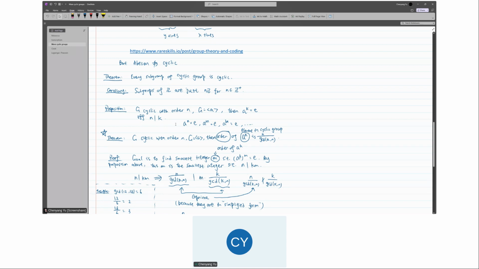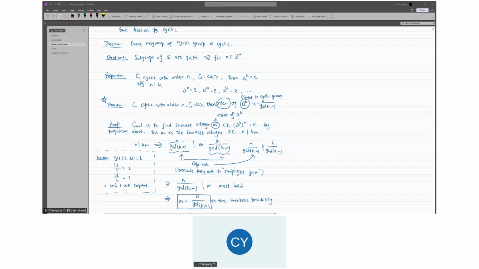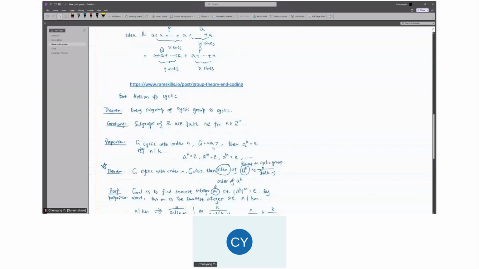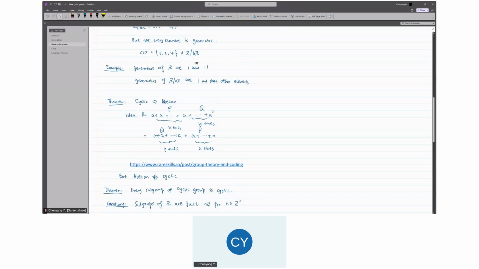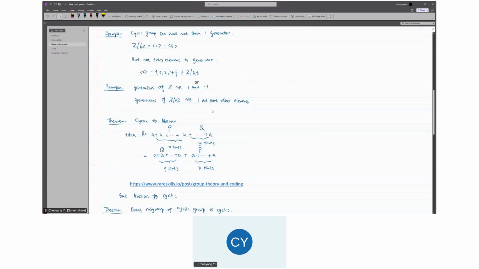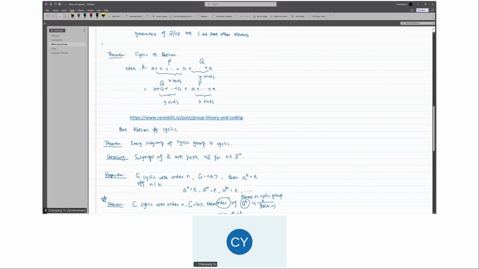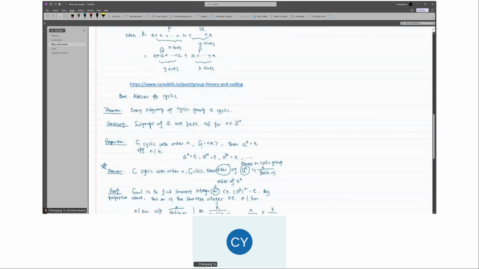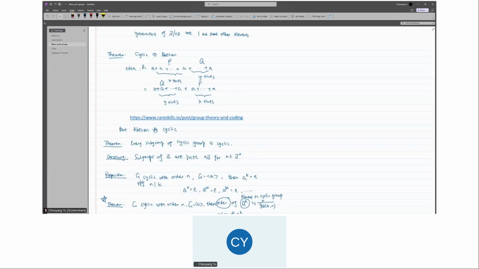Coming next. Oh wait, do we have questions so far? Need to be coprime. Wait, which one needs to be coprime? I don't think so. Are you talking about this theorem? No, I don't think we are using that for a to be a generator of G.